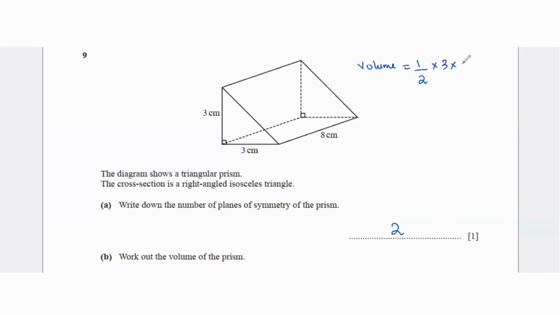3 times 3 times 8. 3 times 8 gives us the base area. And 3 is your height. Which means our answer would be 9 times 4, which is 36 centimeter cube.